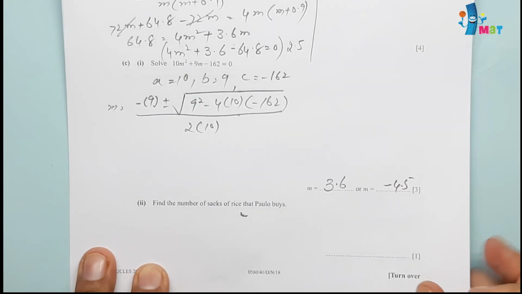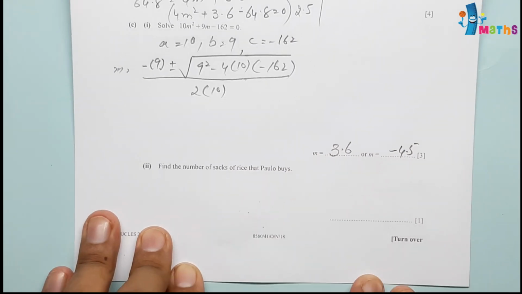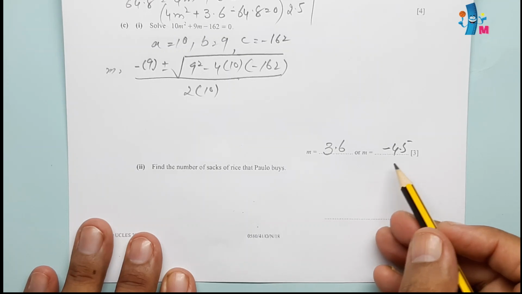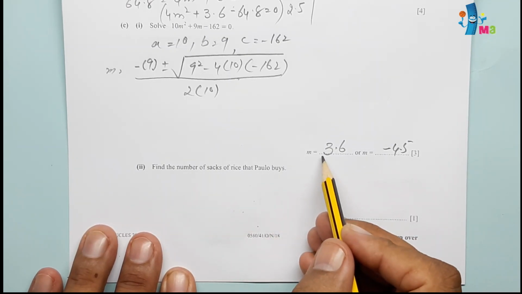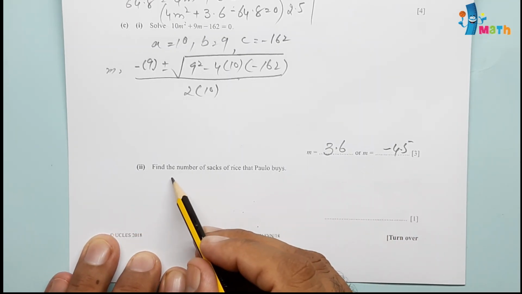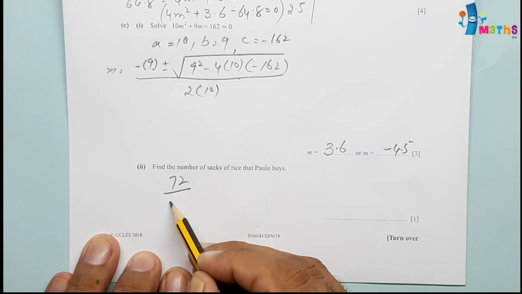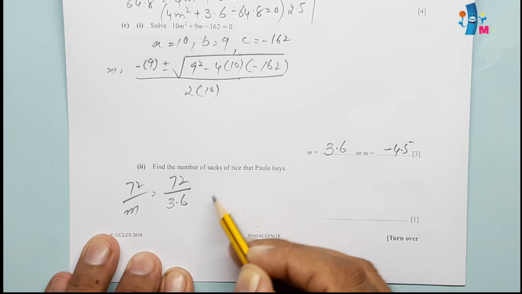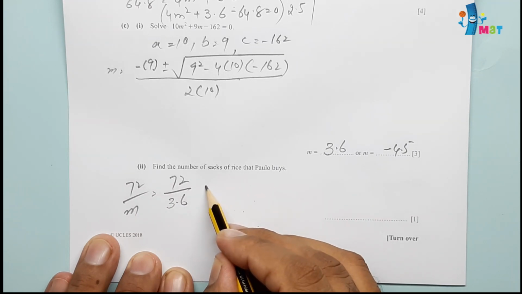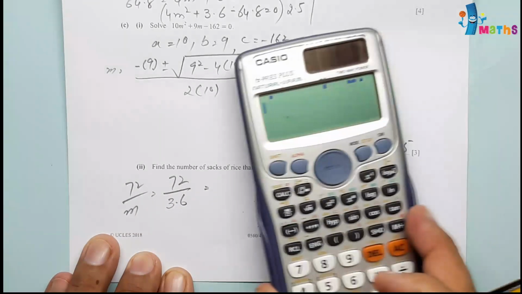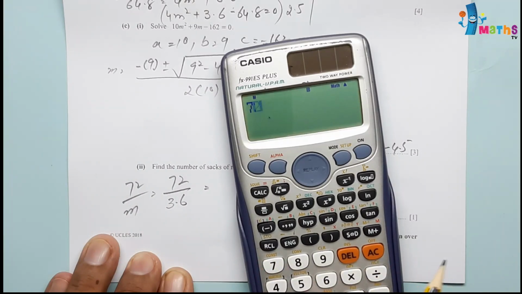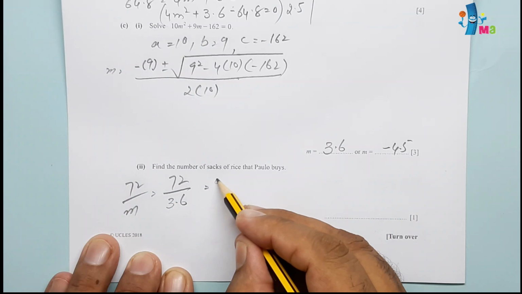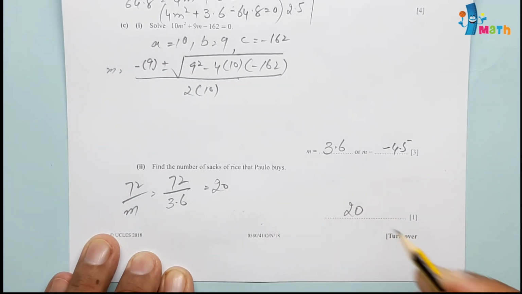Now find the number of sacks of rice that Paul buys. So we can ignore the negative value, and for 3.6 we can write 72 divided by m, which is 3.6. This was his value, so this will be equal to, we can use a calculator to solve, 72 divided by 3.6 is equal to 20. So this is 20, so 20 sacks.